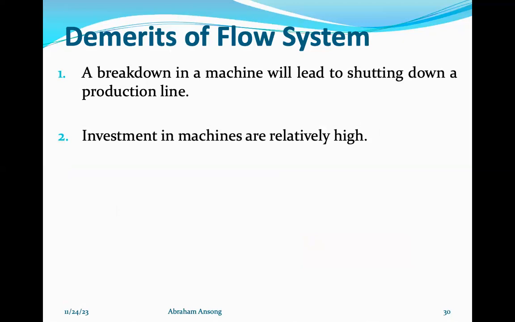What are the demerits or the disadvantages of the flow system? A breakdown in a machine will lead to shutting down a production line. All right, so it's a continuous process. So once there is a breakdown at any of the stages, any of the machines, what it means is that the entire line cannot continue. Okay, yes, if there's a problem, the work in progress cannot move to the next stage. And so the entire production system must come to a halt.